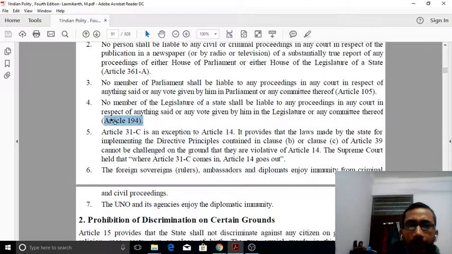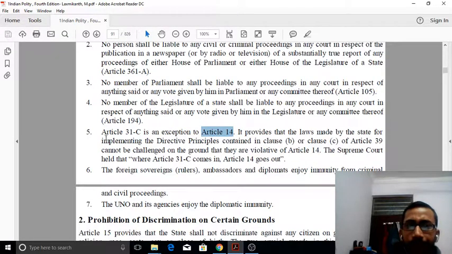Article 194 deals with the rule that no member of the legislature of any state can face any proceeding in any court in respect of anything said or any vote given by him in the legislature or committee there. Article 194.